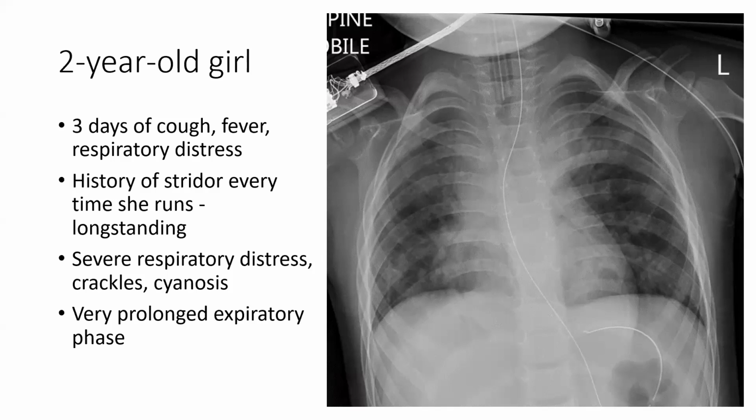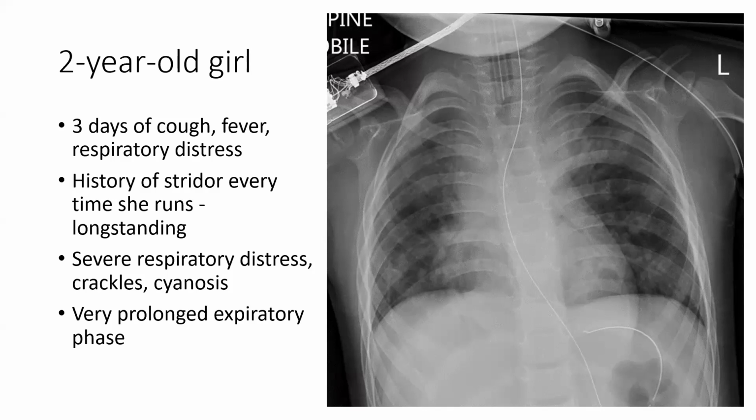So she had what sounded like upper respiratory noises every time she ran. She'd been walking since she was 12 months of age. Her grandmother told me that every time she ran around, she got stridor. Otherwise she had been reasonably well, although she was failing to thrive. She wasn't gaining very much weight.